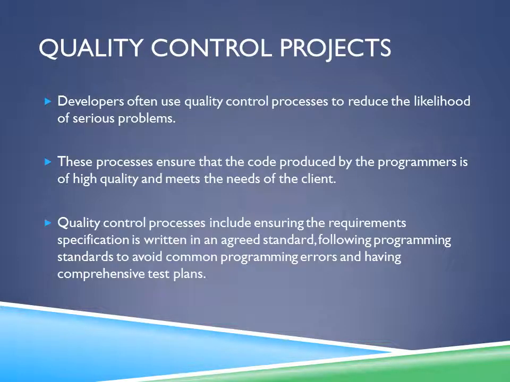Quality control processes. Many large IT projects fail, so it makes sense that developers want to be cautious. They often use quality control processes to reduce the likelihood of serious problems. These processes ensure that the code produced by the programmers is of high quality and meets the needs of the client, both the functional and non-functional requirements. Quality control processes include ensuring the requirements specification is written in an agreed standard to avoid errors in omission, following programming standards to avoid common programming errors, and having comprehensive test plans.